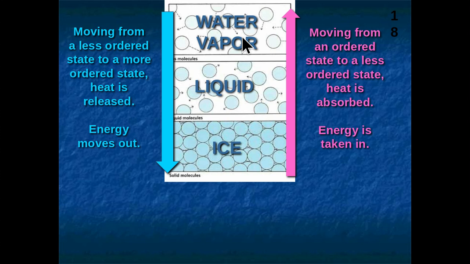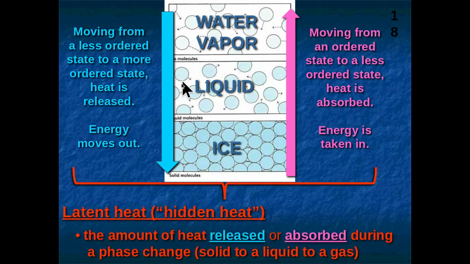So various processes within the atmosphere will allow phase changes to take place between ice, liquid, and water vapor. And every time there's a phase change, then energies, again, move out or in. And so that energy, either moving in or out, drives various processes within the atmosphere. And so we're going to refer to this energy being either released or absorbed. We're going to refer to this as what we call latent heat.